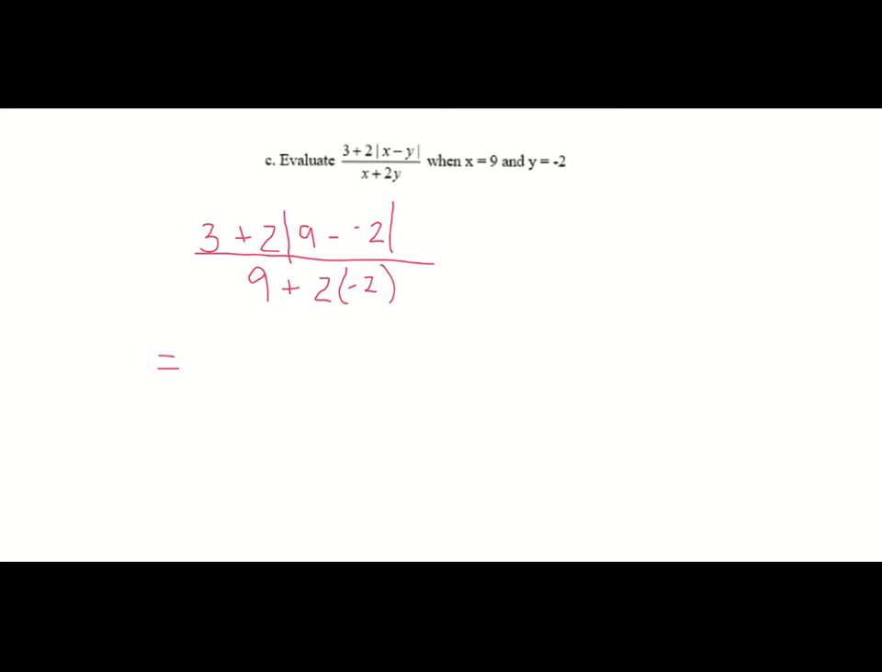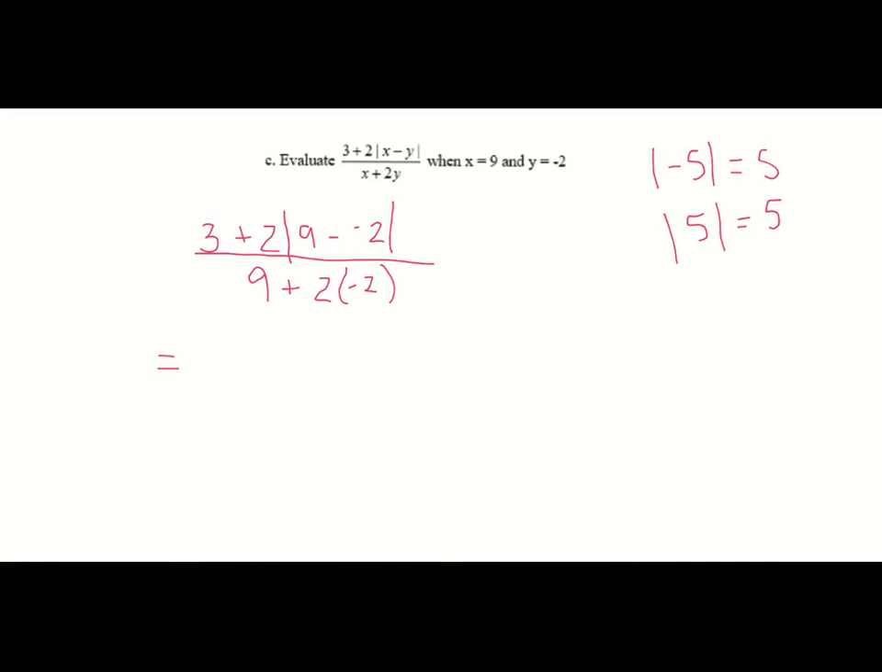And absolute value is the distance a number is from 0. So if I looked at the absolute value of negative 5, on the number line, how many spaces away is negative 5 from 0? It is 5 spaces away. Now, if I looked at the absolute value of 5, how many spaces away from 0 is it? It is also 5.